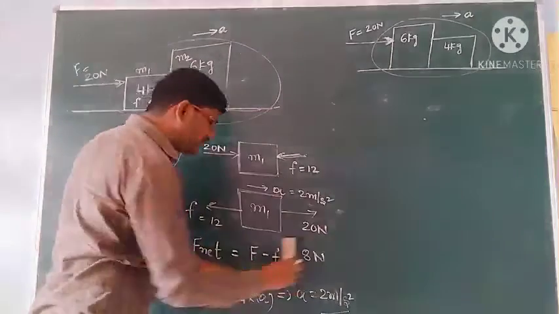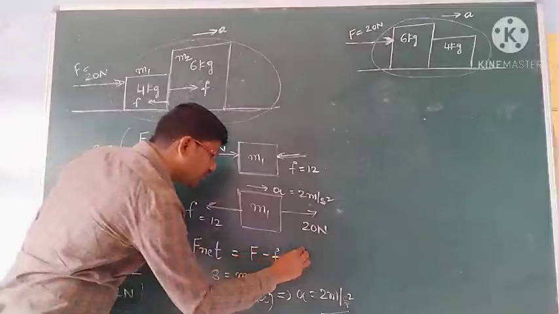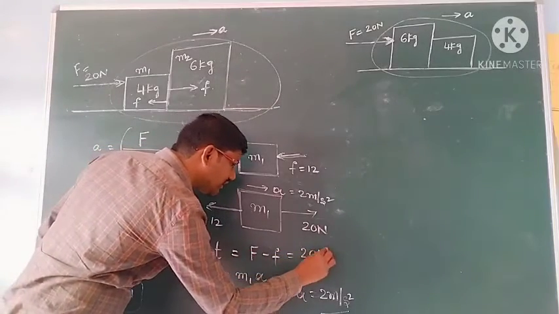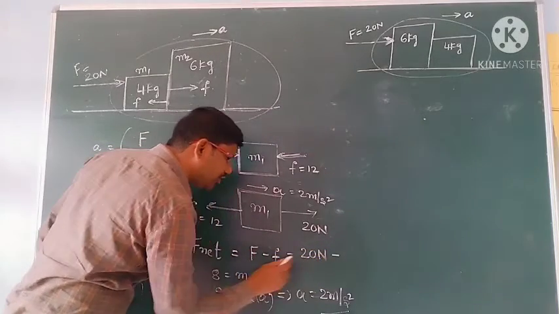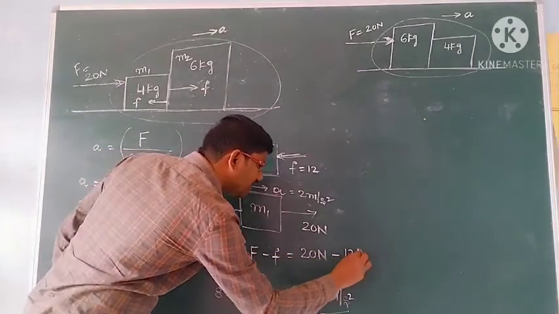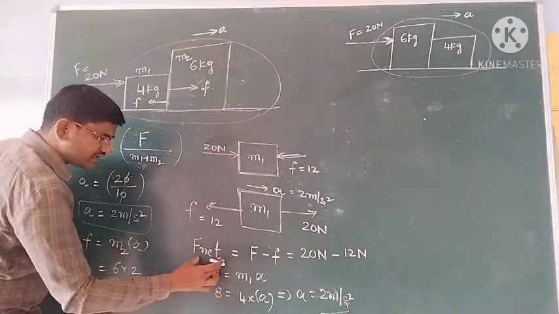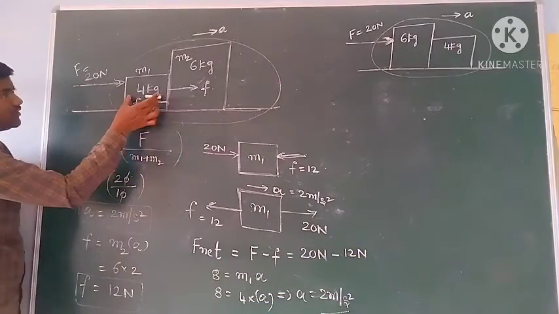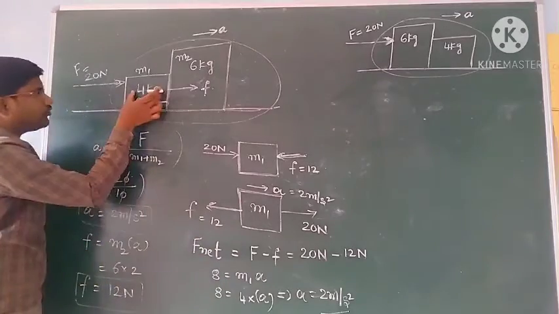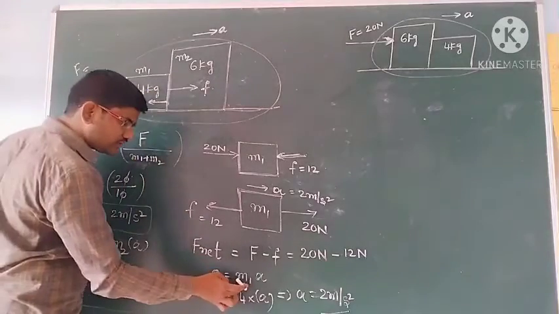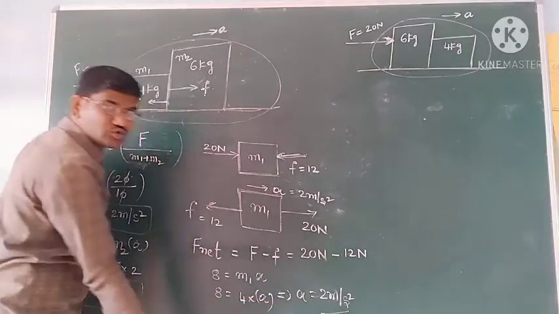I get 8 newtons. So F is, you know how many newtons? 20. And this small f, you know how much? 12 newtons. Then the subtraction will give 8 newtons. Okay, so the net force is 8 newtons. So 8 newtons is acting on the 4 kilogram mass. 8 is equal to 4 into A. Acceleration is 2 meter per second square.